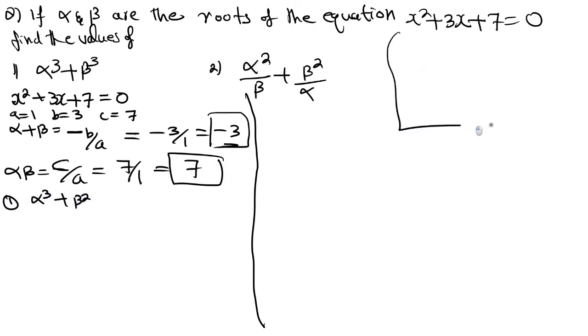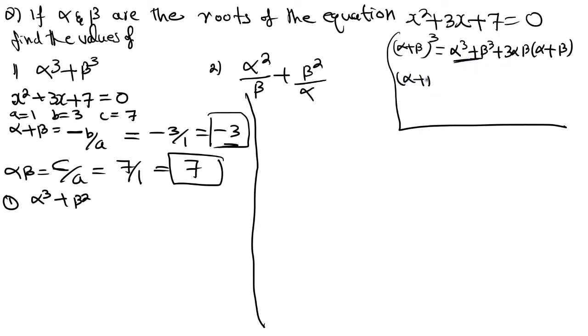Again, we have the formula for (alpha plus beta) whole cube. It is in the form (a plus b) whole cube, right? What is the formula? a cube plus b cube plus 3ab into (a plus b). Then what is the value of alpha cube plus beta cube? If you rearrange, you get (alpha plus beta) whole cube minus 3 alpha beta into (alpha plus beta) is nothing but alpha cube plus beta cube. So instead of alpha cube plus beta cube, you can write (alpha plus beta) whole cube minus 3 alpha beta into (alpha plus beta).